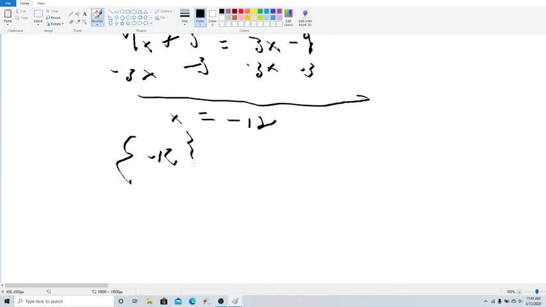So we write it in set braces. All right, that's how we tackled the ideas of solving rational equations.